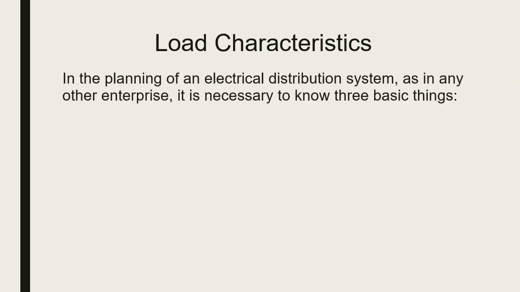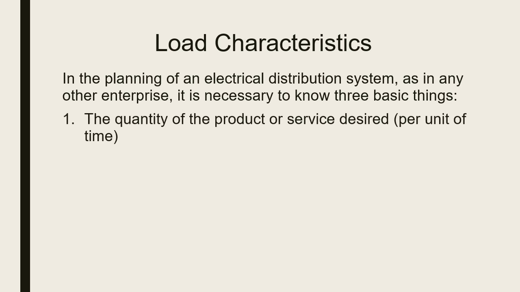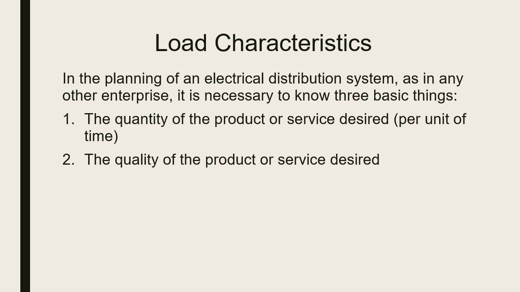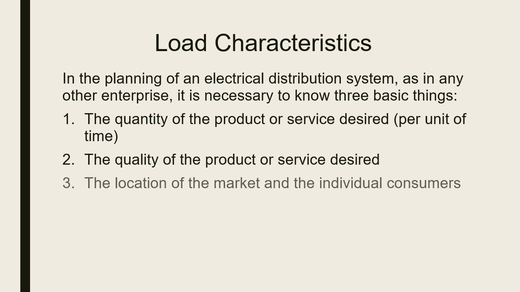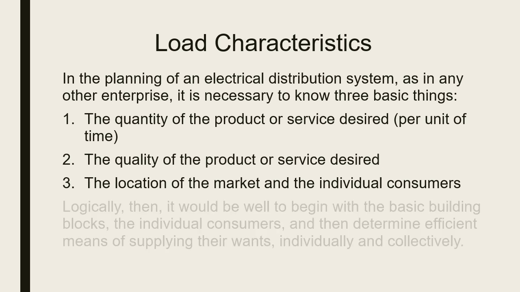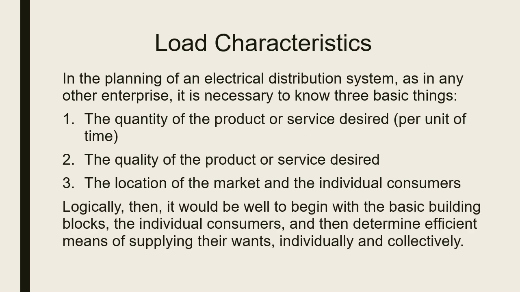Load characteristics. In the planning of an electrical distribution system, as in any other enterprise, it is necessary to know three basic things. First, the quantity of the product or service desired, that is, per unit of time. Next is the quality of the product or service desired. And third is the location of the market and the individual consumers. Logically, then, it would be well to begin with the basic building blocks, the individual consumers, and then determine efficient means of supplying their wants individually and collectively.